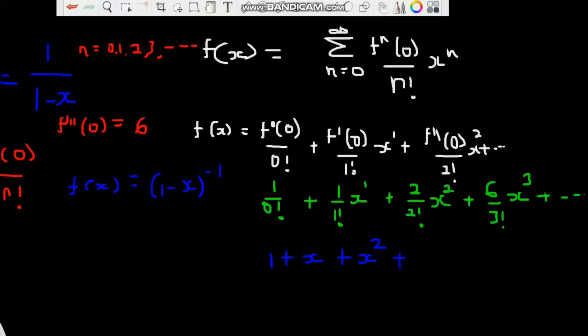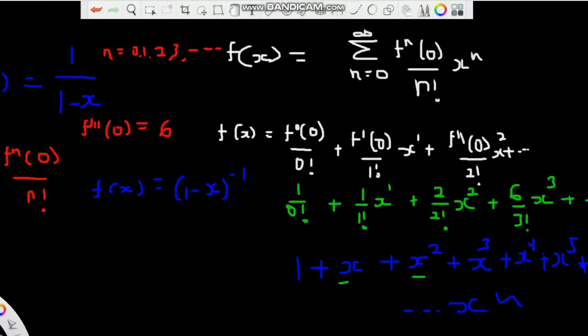Plus 6 over 3 factorial. 3 factorial is 6, that's 3 times 2 times 1. So that will give us 6 on 6, so they will cancel out. So at the end, we have x to the power 3. So that's how the series continues. You will have x to the power 4 plus x to the power 5. So this will continue. So I can say plus x to the power of n. That will be the general formula for this.